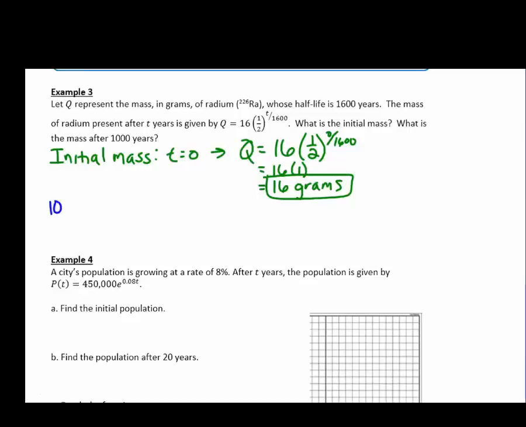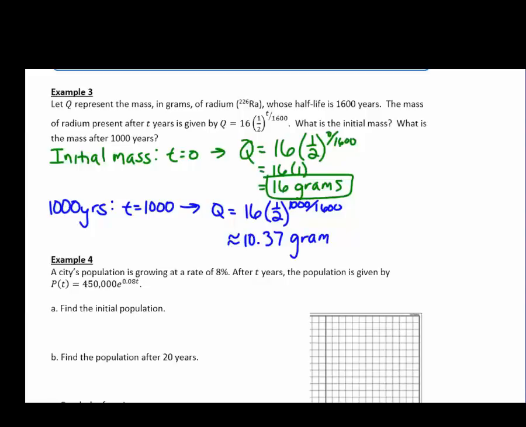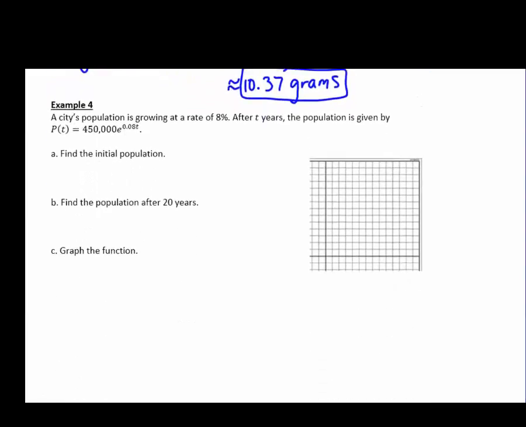So our T is going to equal 1,000. So in this case, we're going to plug in 1,000 for T. And this we can just plug into the calculator, and we end up with approximately 10.37 grams. So you can see that the mass of the radium has decayed over that 1,000 years. All right, let's take a look at a growth model.